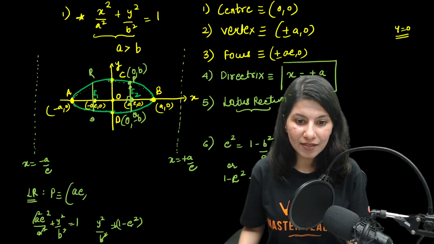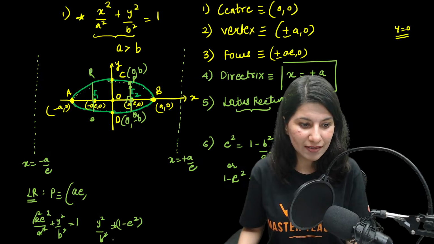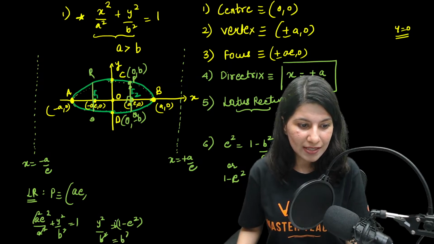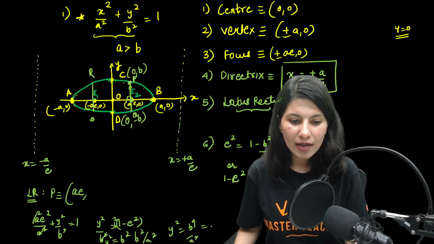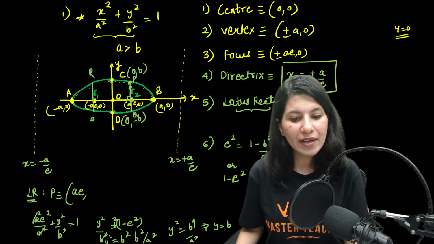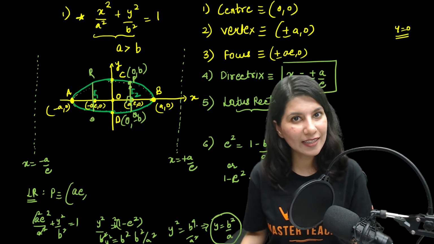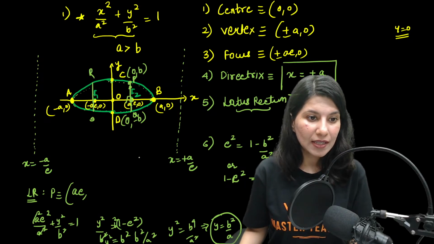Now that you know the formula for eccentricity, this is going to be b^2. 1 minus e^2 is what? b^2/a^2. This is your y^2, right? So y^2 is actually b^4/a^2, and that is going to give you y equals b^2/a, right? y is b^2/a.